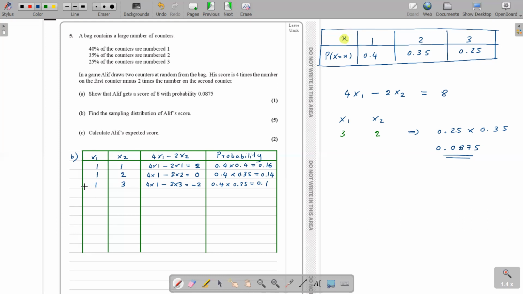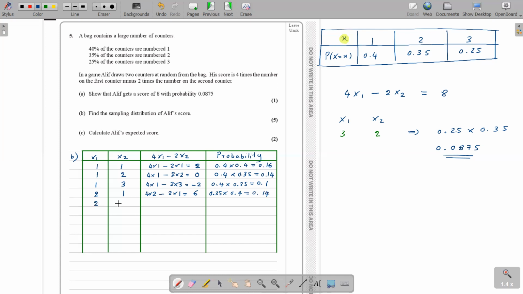Now we'll go with 2. Starting with 2, x1 is 2, x2 is 1: 2 and 1. 4 times 2 minus 2 times 1. How much is it? 4 times 2, 8, minus 2 times 1. 8 minus 2 is 6. Probability of 2 is 0.35 times probability of 1 is 0.4. How much is it? 0.14.